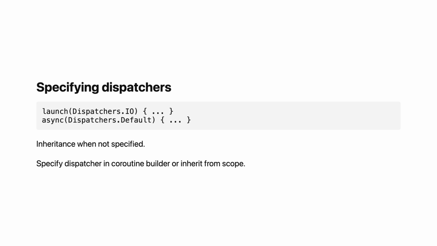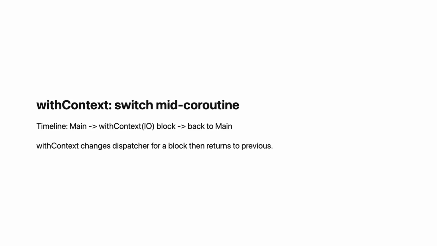Sometimes you need to change dispatchers mid-coroutine. withContext switches the context for a block of code. withContext(Dispatchers.IO) { block }. The block runs on IO, then execution returns to the previous dispatcher. Use this pattern: start on Main for UI, switch to IO for network, switch back to Main to update the UI. withContext is a suspend function. It suspends in the current context and resumes in the new context. This is cleaner than launching separate coroutines. Your code stays sequential, but parts run on different dispatchers.